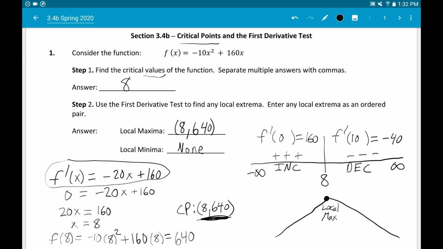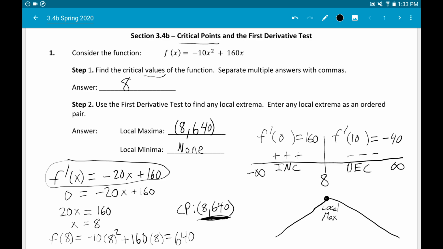On Hawks, there's an actual little radio button that you would click that says no local min. Okay, so I'm just writing none on here, but there's an actual little button on the screen where you can just click no local min in Hawks.